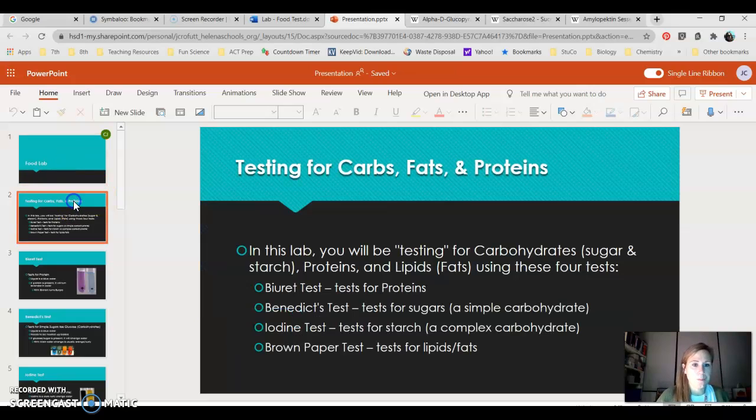All right, so let's go through the 4 different tests that we're going to use. You'll be testing for carbohydrates, which again, there are 2 different types, sugar and starch. You'll be testing for proteins, and you'll be testing for lipids, which are fats. So here are your 4 tests. For proteins, you're going to use the Biuret test. For sugar, which is a simple type of carbohydrate, you're going to use the Benedict's test. To find starch, which is a complex carbohydrate, so these are both of our carbohydrates, you're going to use iodine. And for the lipids, you're going to use a brown paper test or a spot test.